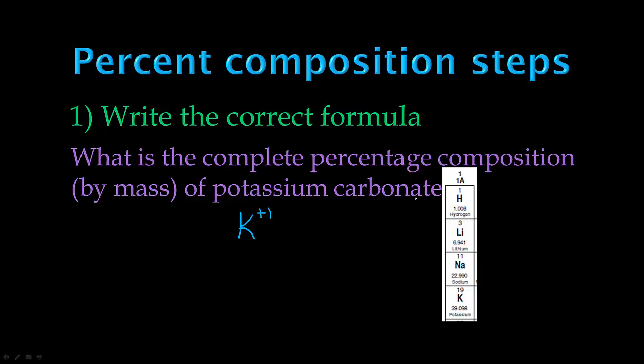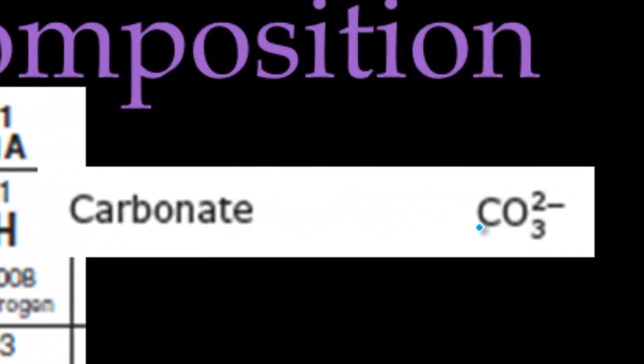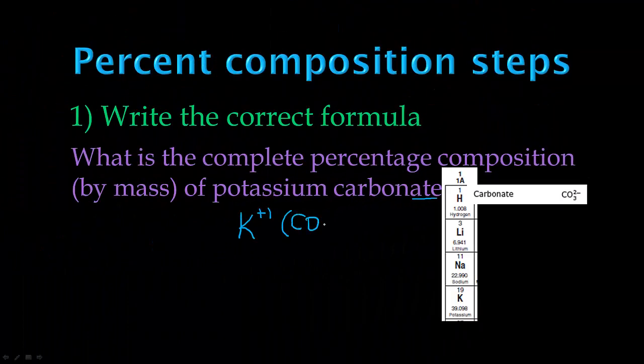Now we need to look for carbonate. If it ends in -ate, we find that on the polyatomic ions chart. Carbonate is CO3 with a -2 charge. Now we have to crisscross. This 2 goes down by the potassium, and this 1 goes down by the carbonate, and since there's only one of them, we do not have to put parentheses. So the formula for potassium carbonate is K2CO3.